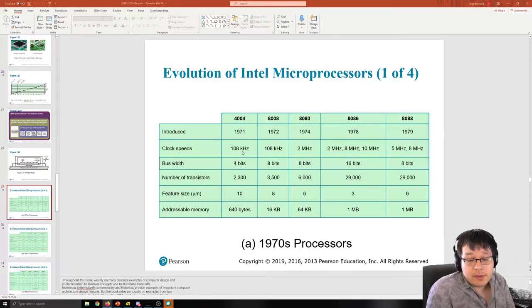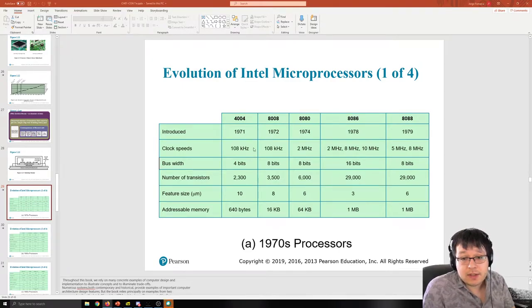Now, kilo means 1,000. So this is technically over 100,000 instructions per second. You tell that to somebody back in the day and they're like, oh, wow, 100,000 instructions per second. That's a lot more than I can do, you know?